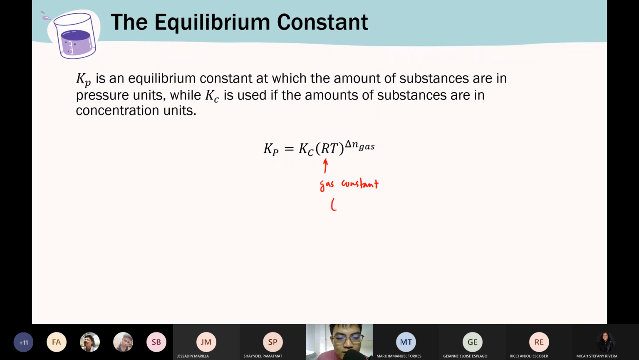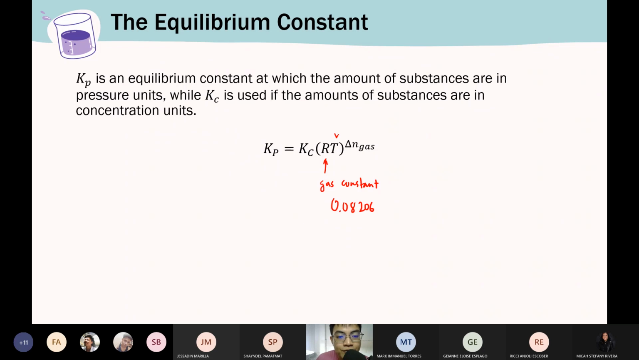Anong gas constant? 0.08206, no? Pero walang unit, kaya hindi ko nilalagay ang unit. Okay? So, walang unit kang ilalagay dyan, just the number lang. Okay? So, the R is still the gas constant we use in the ideal gas equation, but without units.